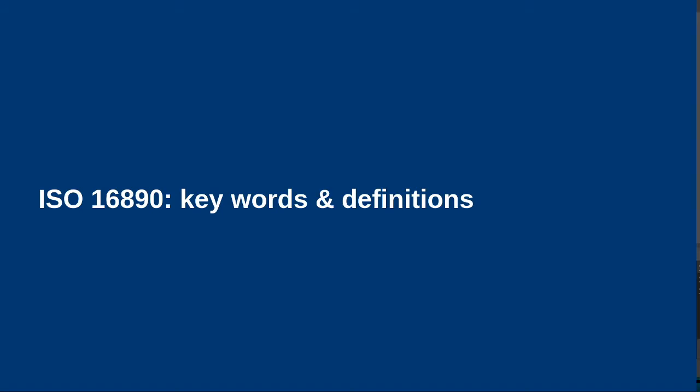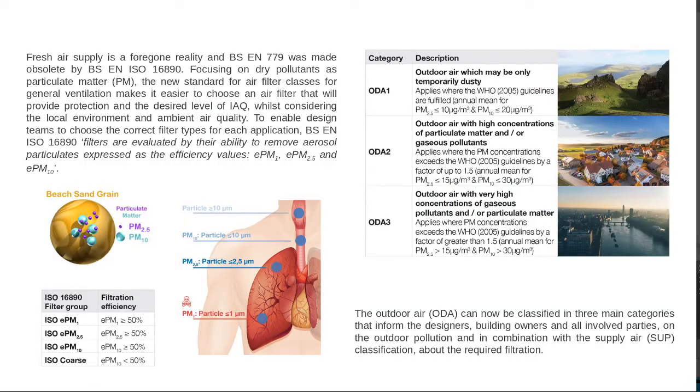ISO 16890 Keywords and Definitions. The real benefit of ISO 16890 is that it takes the design team on a journey. By splitting dry pollutants as particulate matter into 4 main filter groups against the reference particles' optical sizes and by defining minimum efficiency values for each group, ISO 16890 enables the design team to confidently choose the correct filter for each application. This process is further detailed by the definition of new ODA and SUP subcategories.